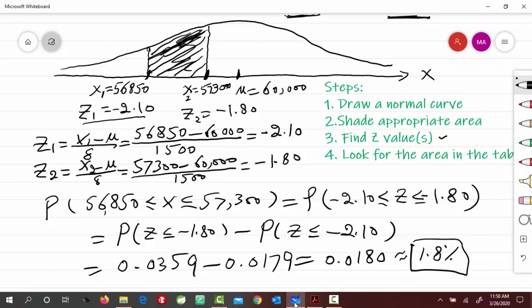So the probability that the tire would last between 56,850 miles and 57,300 miles is 1.8%.